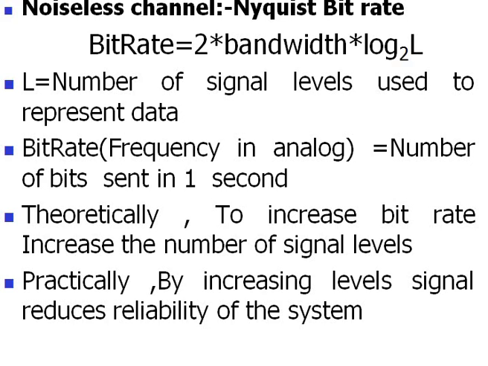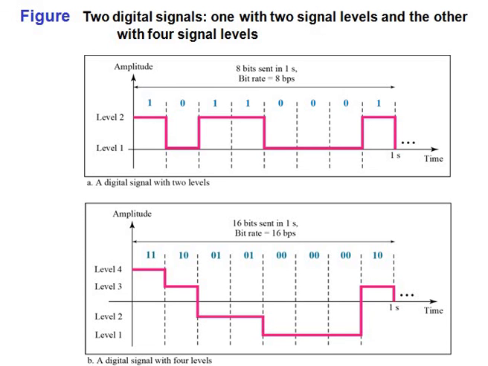Theoretically, to increase bit rate, we can increase the number of signal levels, but practically it is not so. By increasing the number of signal levels, the reliability of the system is reduced. Let's see here. In the first example, two digital signals are represented, one with two signal levels, and in another diagram, four signal levels are represented.